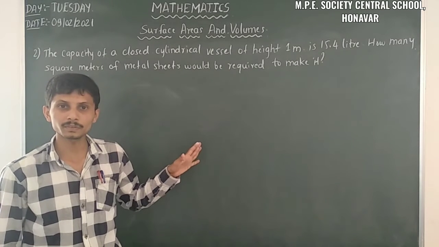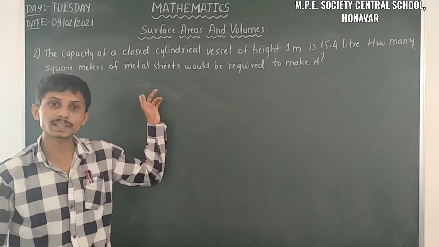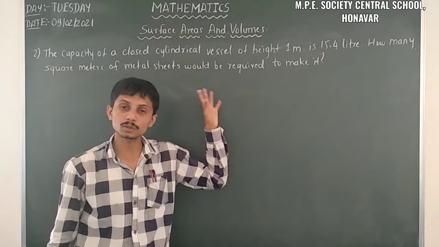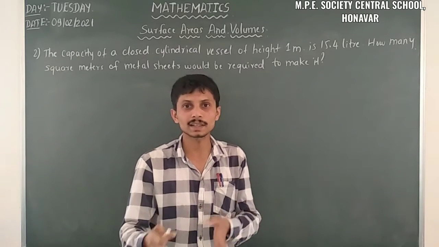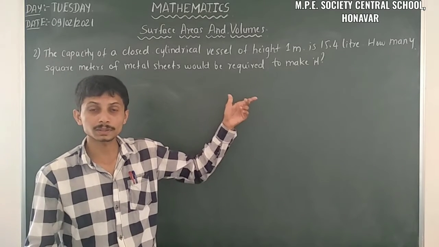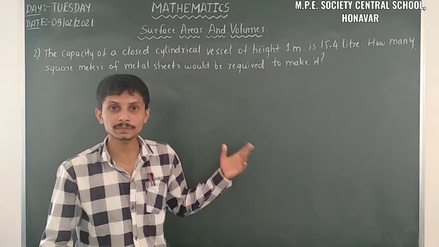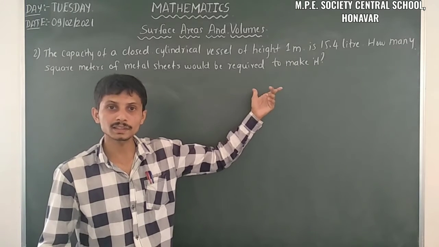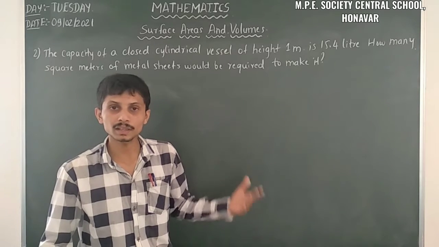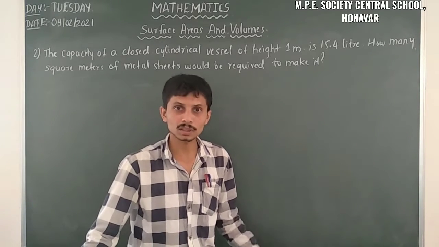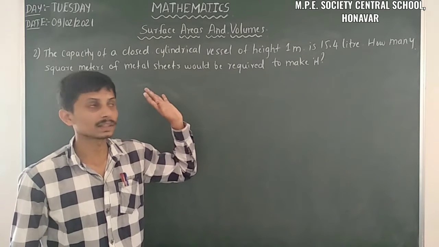So firstly we have to write the given terms. Height we have and capacity we have. It is asked to find out the area, so the total surface area we have to find out. For finding the total surface area or curved surface area, we want radius and height. Radius is not there, so we have to find the radius using the capacity. After finding the radius, we can insert the radius and the height into the formula for the total surface area of this cylinder. Then we can get the total square meters of metal sheet required to make the cylindrical vessel.